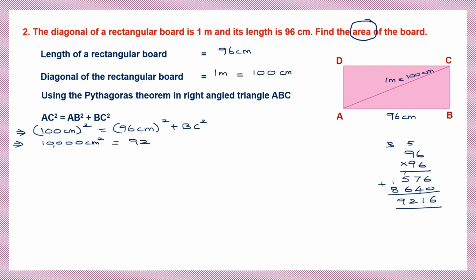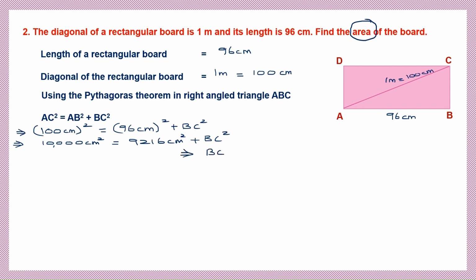9,216 centimeters square plus BC square. So we're going to find out BC square now. We're going to continue with the equation. We're going to leave BC square on the left hand side. On the right, we already have 10,000 centimeters square, and we're going to take 9,216 to the other side. So we're going to transpose it. Here it is addition. When it goes to the other side, it becomes subtraction. So that is minus 9,216 centimeters square.